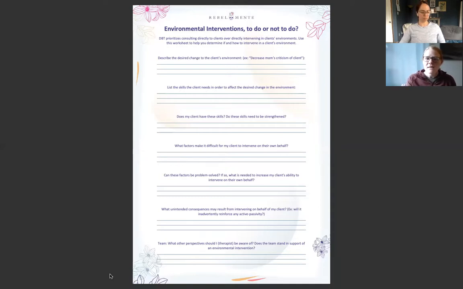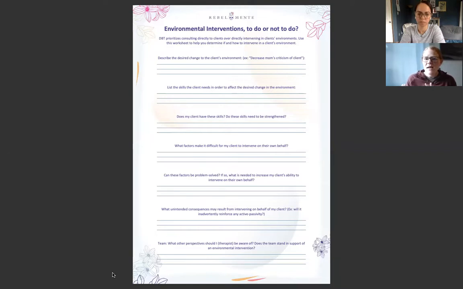So the first thing is you want to get clear on what the change is that's desired. So your client is dealing with their partner, and their partner is very invalidating of them, and the client wants the partner to change. They want them to stop being so critical or so invalidating. So that's the desired change.